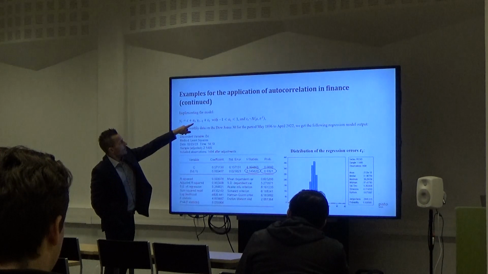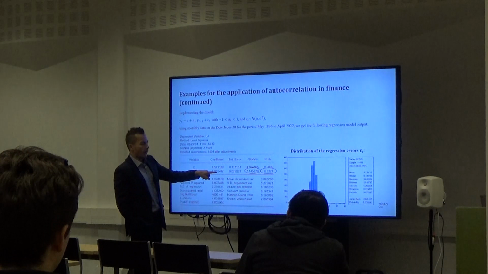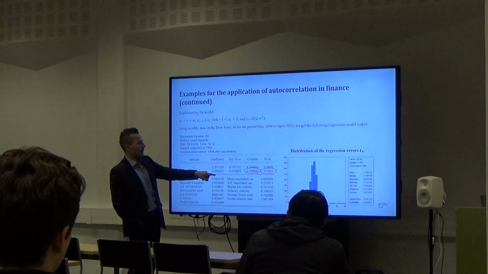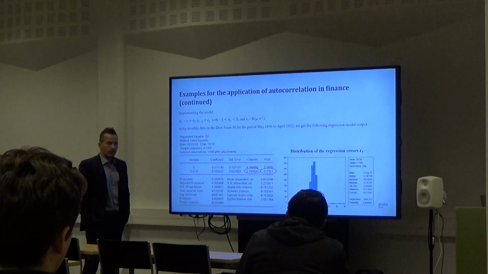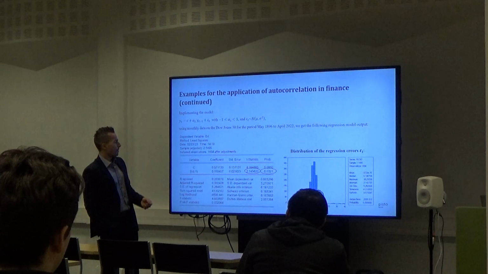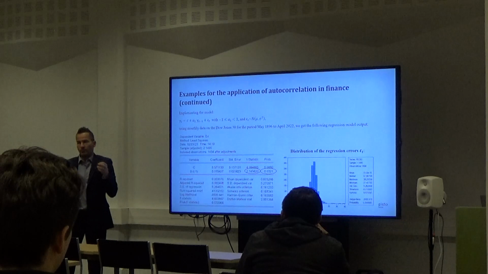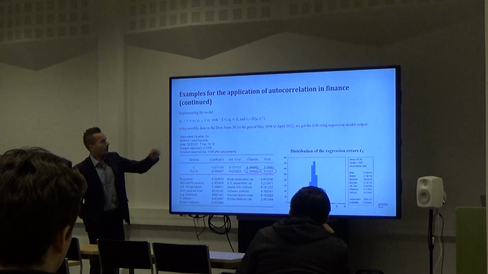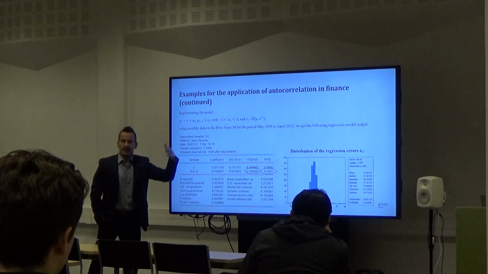The point estimate against lagged Dow Jones 30 returns, A1, is 0.055, with a t-statistic of 2.15 in rounded figures. The p-value is 0.03. So what does it mean? In this regression model, whenever the return of the Dow Jones 30 was positive in the previous month, you would expect it to be 0.055% higher in the next period.